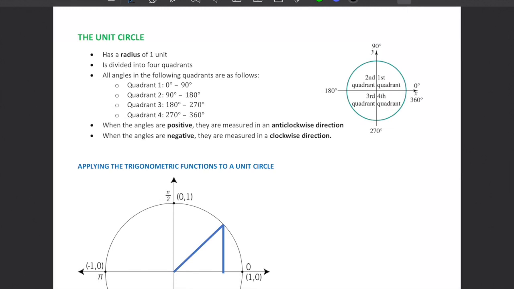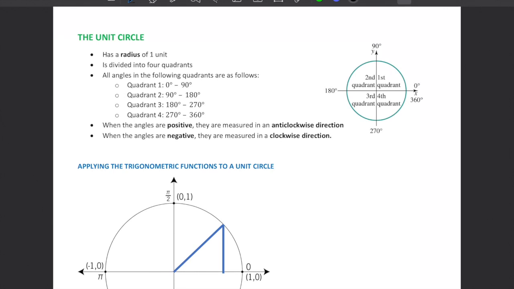Alright, so we're going to be looking at the unit circle in this video, and while you might have done some pre-work around it, I just want to make sure that we can consolidate your understanding of the unit circle and the properties of each quadrant, because this is going to then pave the way for you to be able to solve trigonometric functions. So with the unit circle, we know it has a radius of 1 unit and it can be divided into 4 quadrants.